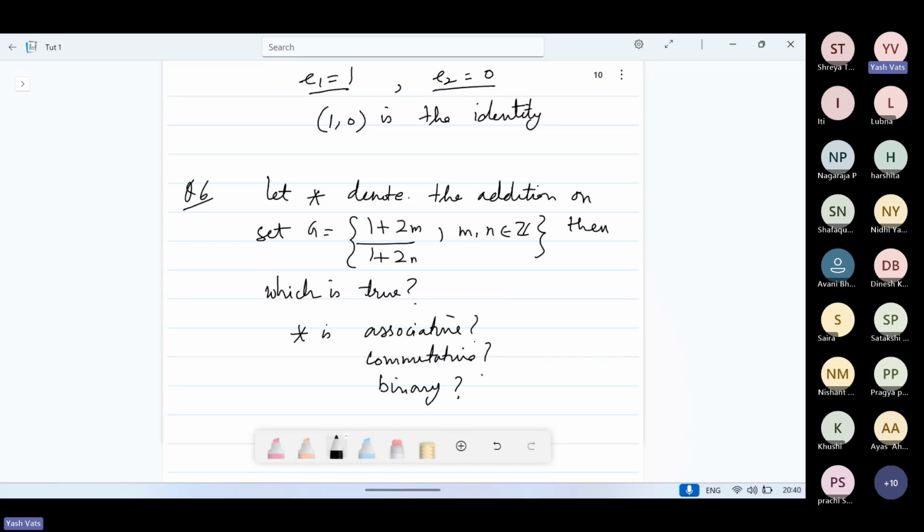Then we will discuss something about the basis and spanning set, and then some couple of questions on that. Just try this.